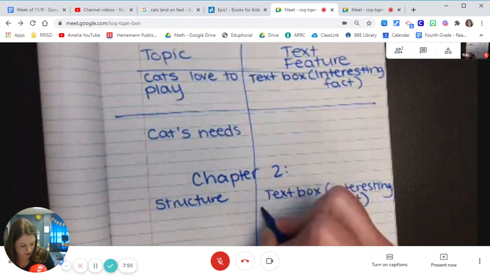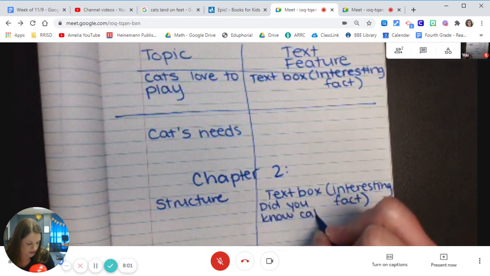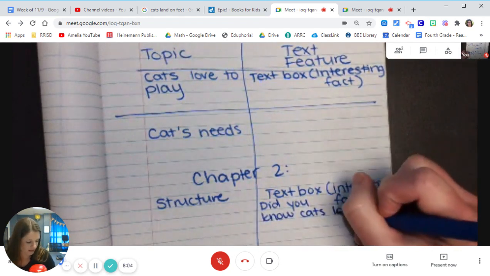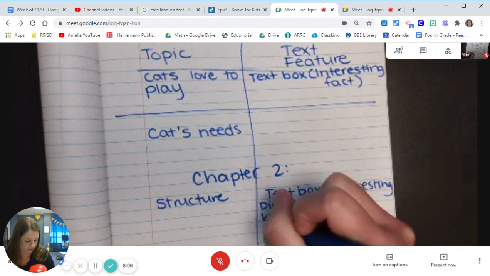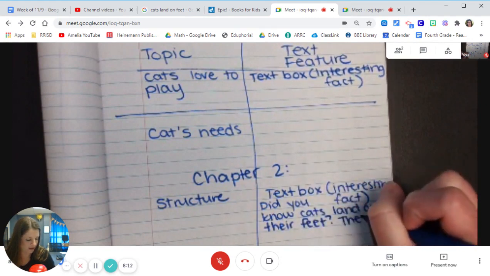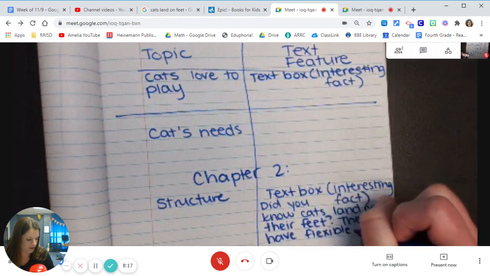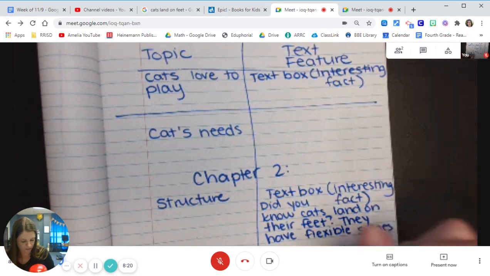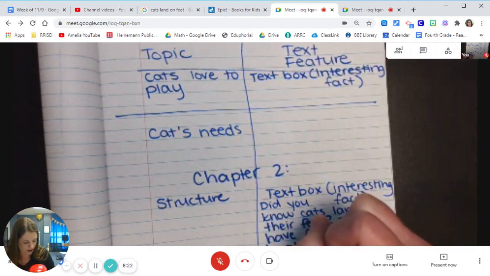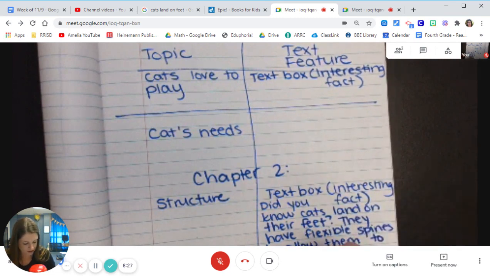So I might do a text box and I might say, did you know cats land on their feet? They have flexible spines to allow them to right themselves if they jump or fall.